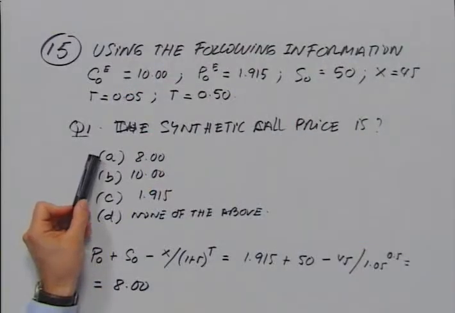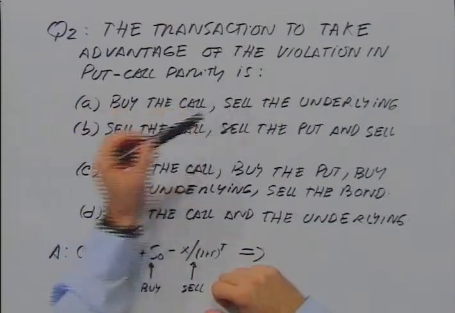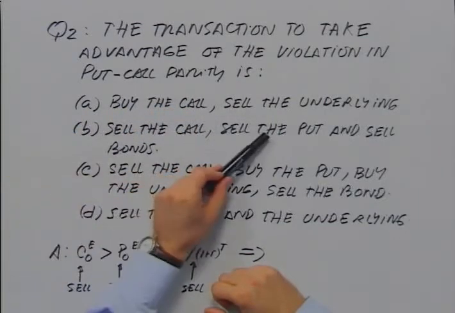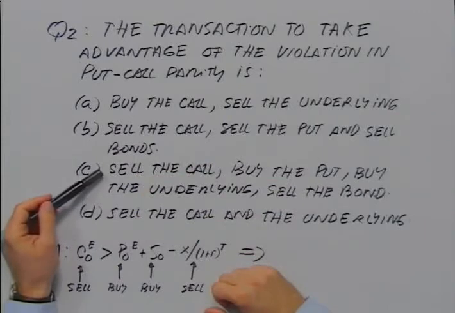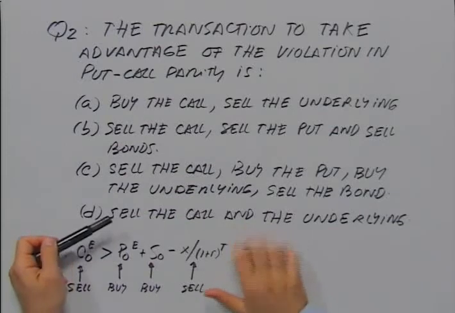I want you to notice that in this problem, the market price for the call is higher than its synthetic price, calling for a violation of put-call parity. So the correct answer is A, $8 for the call. The second question is, what is the transaction to take advantage of this violation in put-call parity? Is it to buy the call, sell the underlying, sell the call, sell the put, and sell the bonds, sell the call, buy the put, buy the underlying, and sell the bond, or sell the call and the underlying?